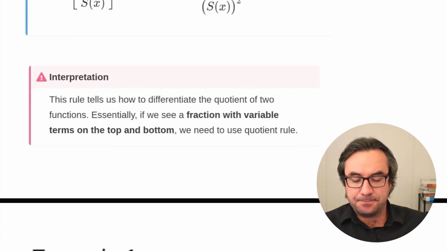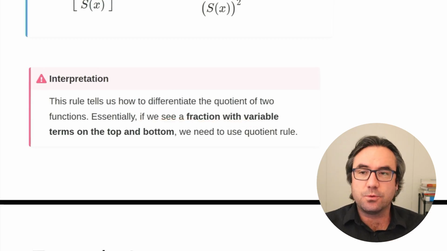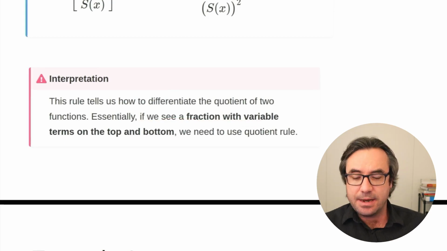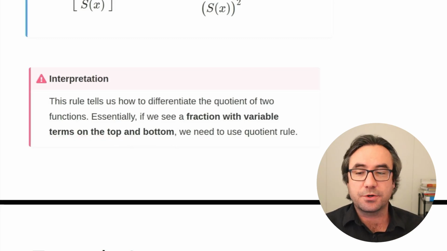And again, we know we might need to use quotient rule if we see that we have a fraction and there's a variable on both the top and the bottom of our fraction. So let's just try an example to see how the quotient rule works.